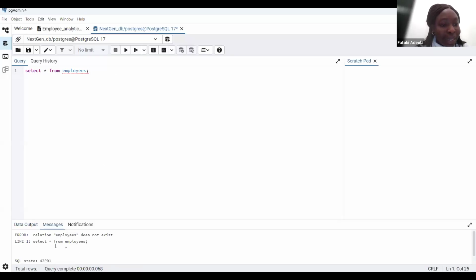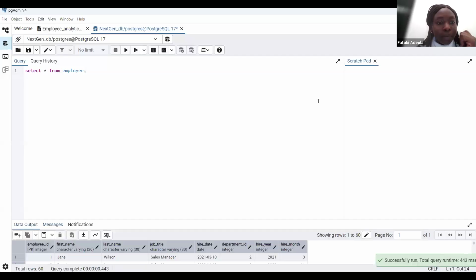So usually it's saying employee does not exist. This employee does not have an S. Whenever you type a wrong query on SQL, if you look at the data output, the message is given. It's going to tell you where the issue is, telling you this is line 1. So let's start from employees. It's telling you that the table name that you referenced does not exist. So you should check.